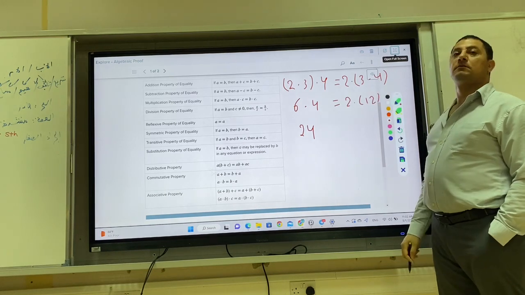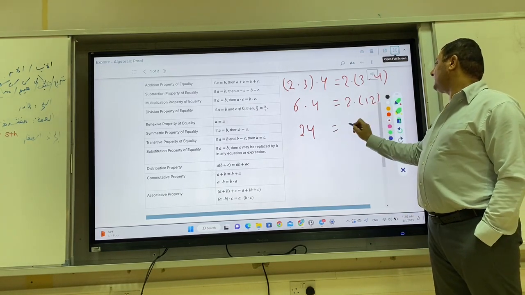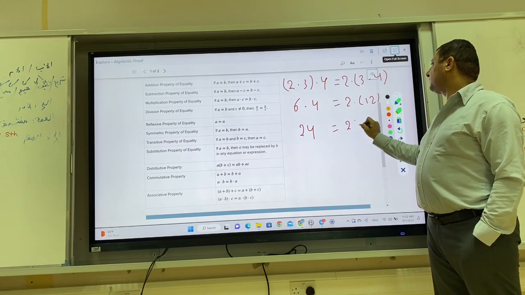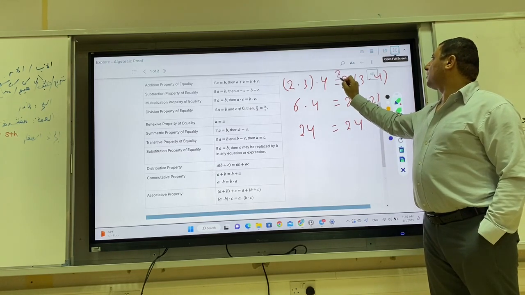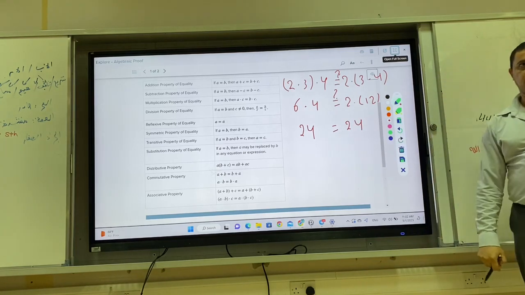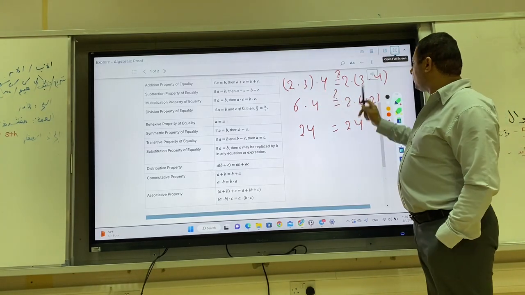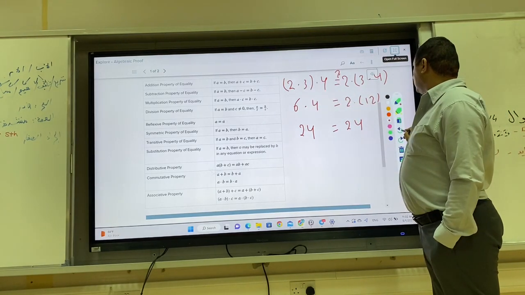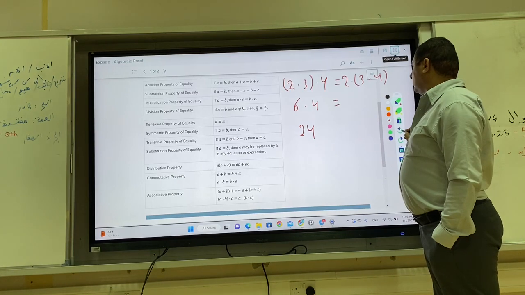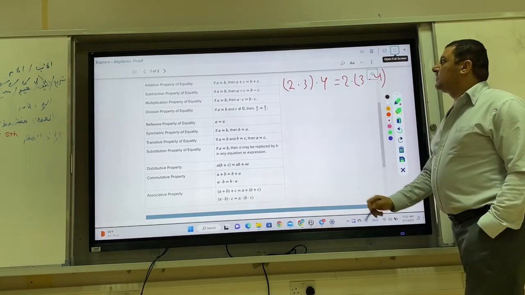Equals 2 times 3 times 4? 3 times 4 equals 12. And 2 times 12 is 24. So they are equal. 24 is equal to 24. What if I change all of these times to be divided by? Okay. Let's divide.